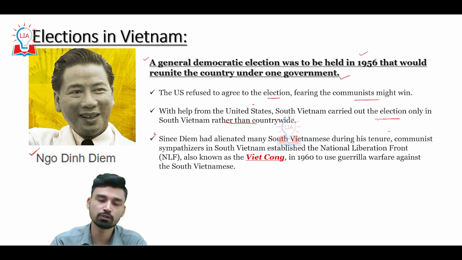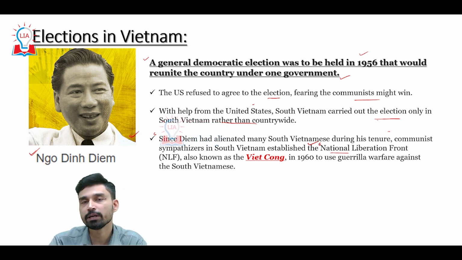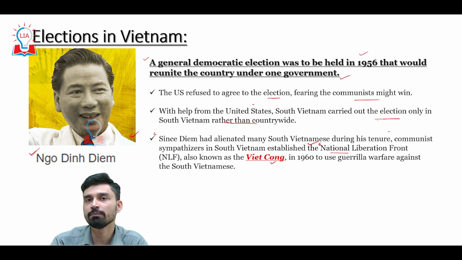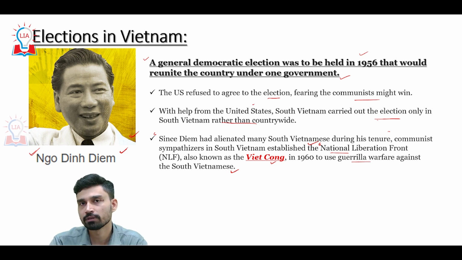However, after a few months of his rule, he alienated so many South Vietnamese that a lot of communist sympathizers in South Vietnam wanted to remove him. They wanted a coup-like situation, and thus they established the National Liberation Front, also popularly called the Viet Cong, in 1960. The Viet Cong recruited many believers in and sympathizers of communist ideology, and also those people who were against Ngo Dinh Diem. Using guerrilla warfare techniques, they started a war against the South Vietnamese government.